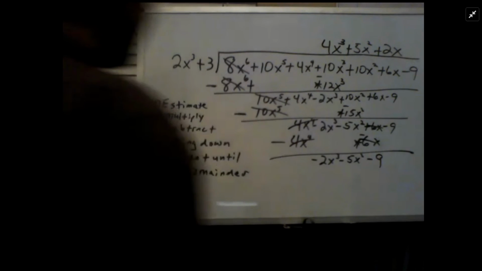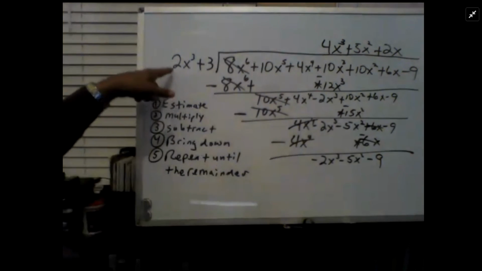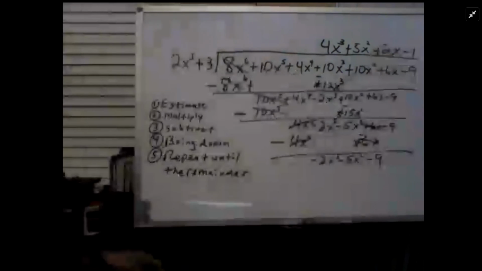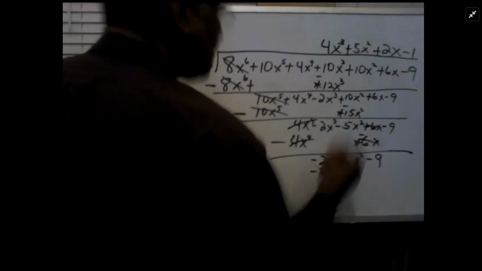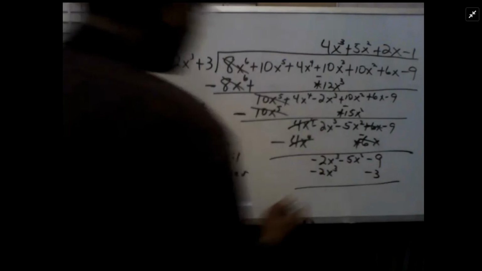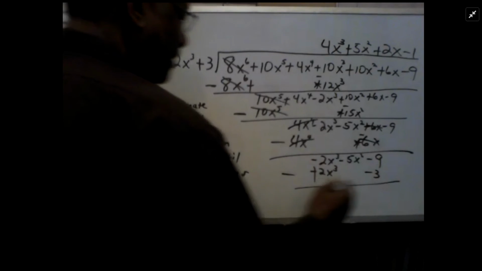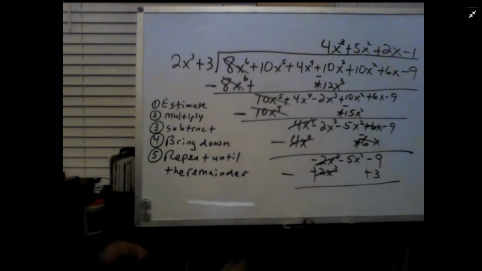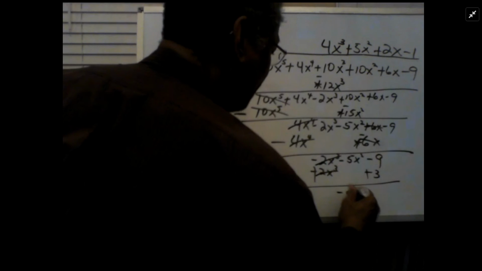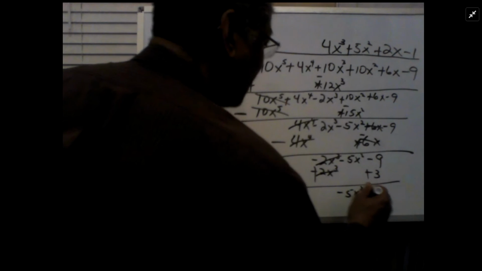I have one more estimate to do because I can do how many times 2x to the 3rd goes into the negative 2x to the 3rd, which would be a negative 1. I've come to the end of the line on the quotient anyway. Negative 1 times 2x to the 3rd is negative 2x to the 3rd. Negative 1 times 3 is negative 3. One more time, minus means change the signs. The negative 2x to the thirds go away. So our remainder is going to be negative 5x to the second minus 6.